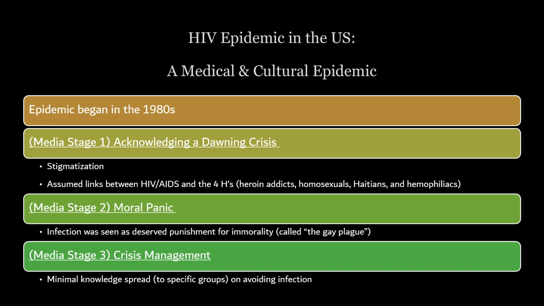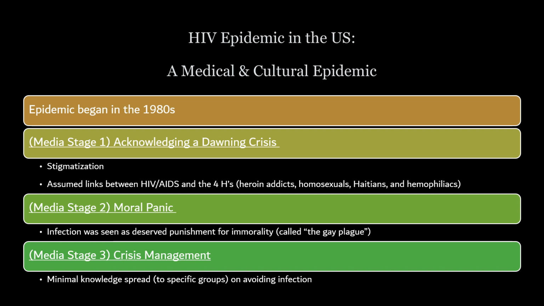acknowledging that something was happening, something was starting, but there was a lot of stigmatization in those representations. There was an assumption that HIV and AIDS was linked with what they called the four H's at that time. These were people who were heroin addicts, homosexuals, Haitians, and hemophiliacs. Of course, this is a very discriminatory way of talking about individuals, but that was what we were seeing in the 1980s at the beginning of this epidemic.